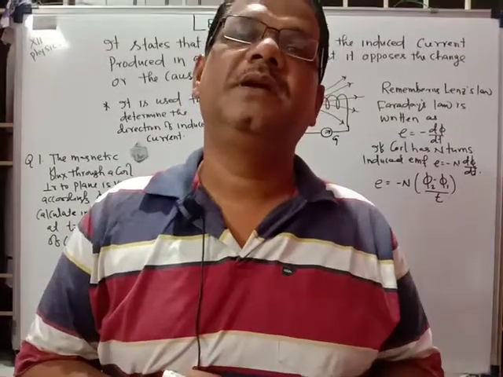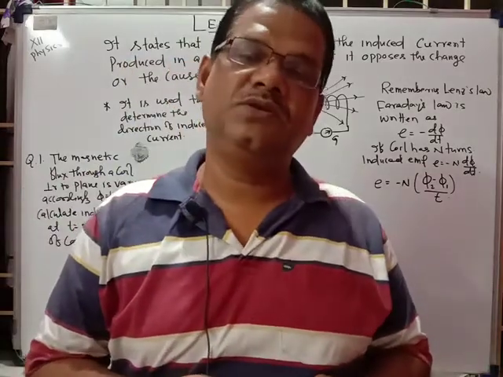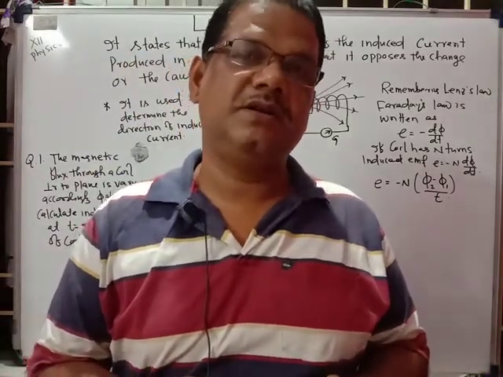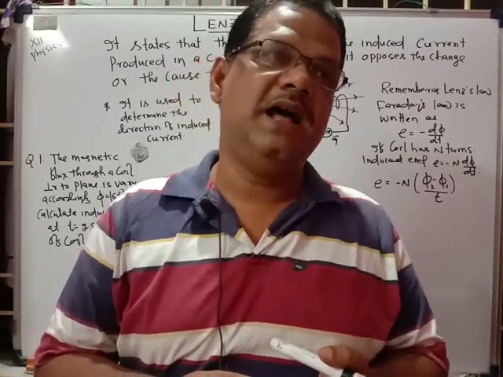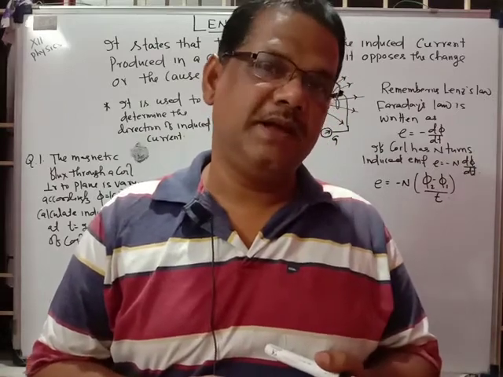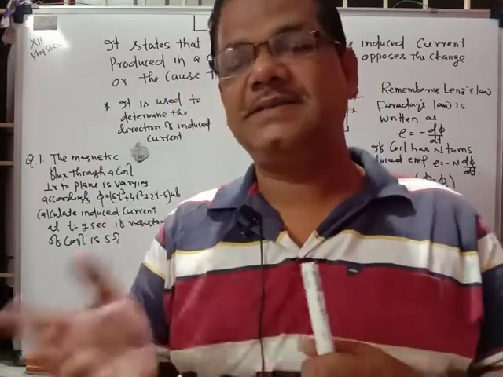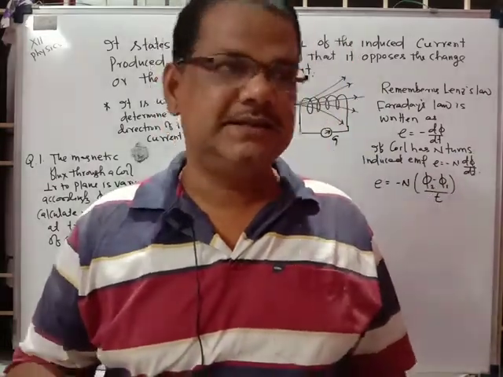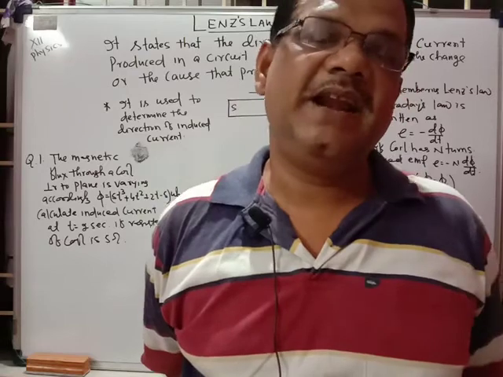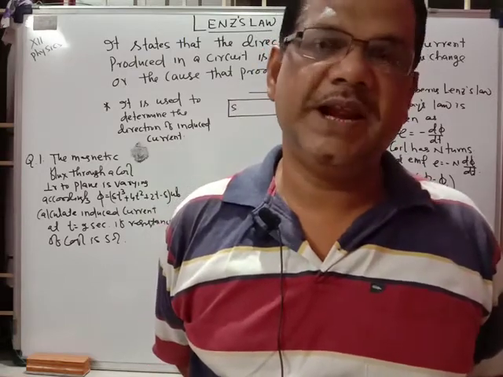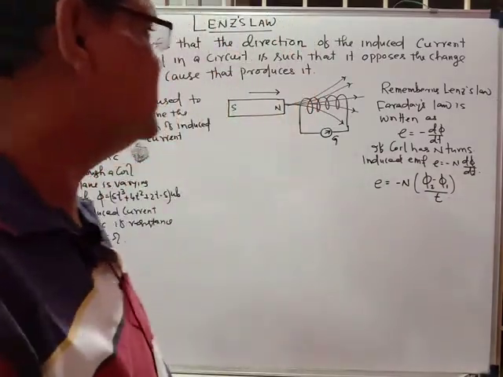Morning students. In the last video we have already discussed Faraday's laws of electromagnetic induction. In those laws, you must know that whenever there is a change in magnetic flux linked to the coil, an induced current is produced in it, and that production of induced current continues so long as there is a change in magnetic flux linked to the coil. The second law says the magnitude of induced EMF is directly proportional to the rate of change of magnetic flux linked to the coil. These two laws we have already discussed in EMI in the last video.